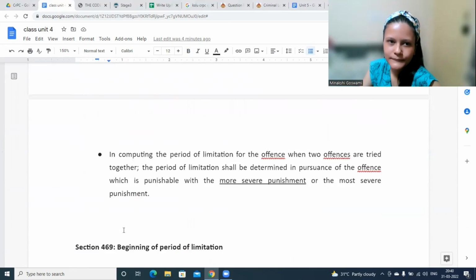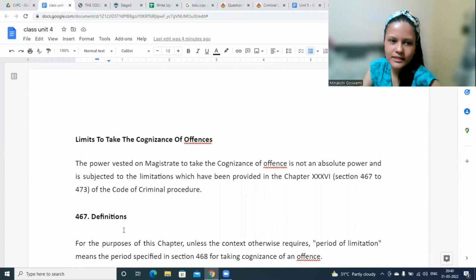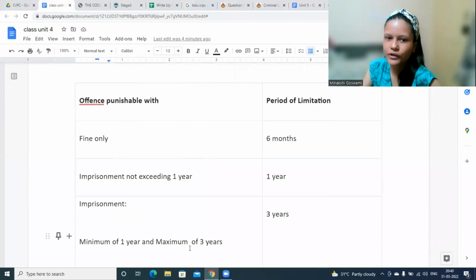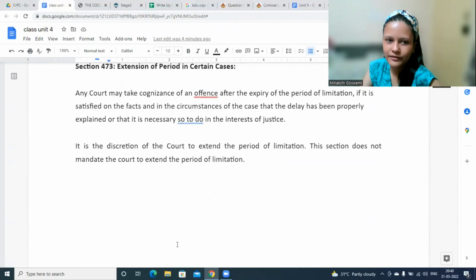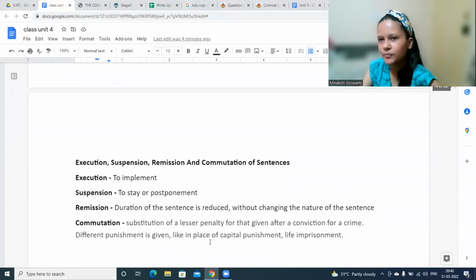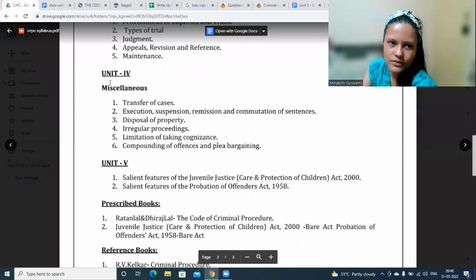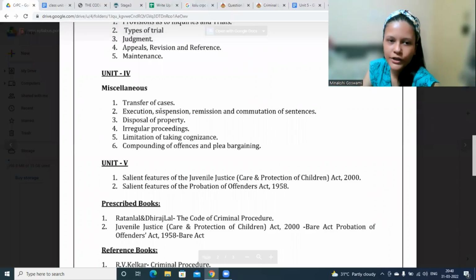Yes, madam. Okay, so this table is very important, and in the next topic, these meanings are very important. If you remember this, you will be able to answer it. So this is what we have for unit 4. All the 6 topics are done.